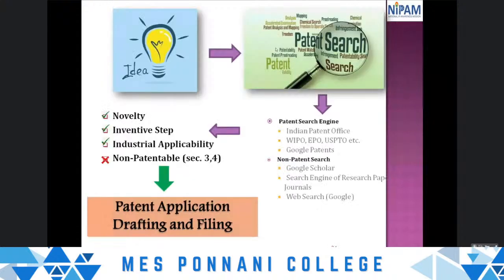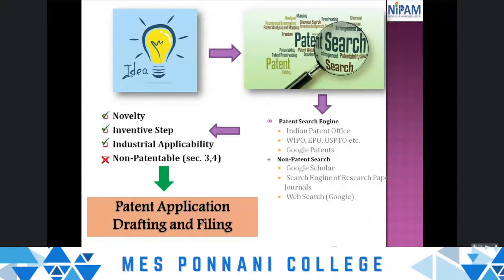So this is basically the process flow. Once you have an idea, then what you should do is conduct a patent search in order to find out if there are inventions which are similar to your idea. In order to find that out, you have to conduct a patent search using any of these tools.